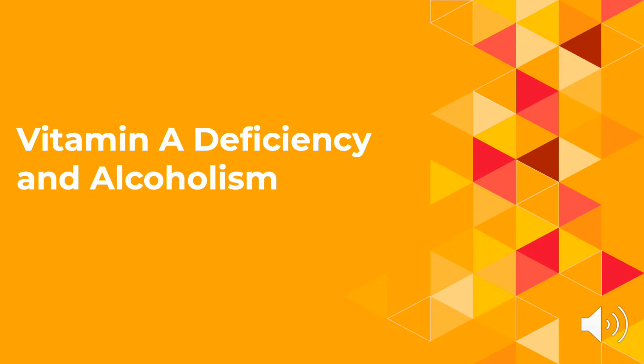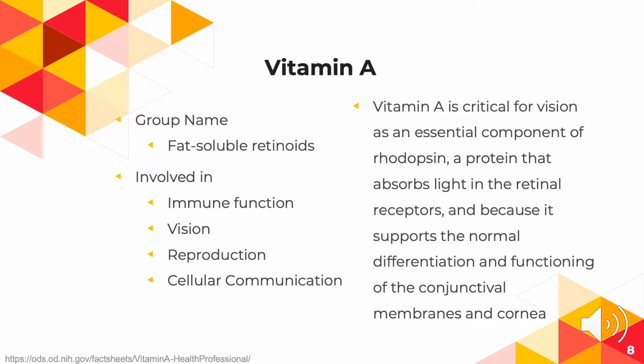Next, we will discuss vitamin A deficiency and alcoholism. According to the National Institutes of Health, vitamin A is the name of a group of fat-soluble retinoids. Vitamin A is involved in immune function, vision, reproduction, and cellular communication. Vitamin A is crucial for vision as it is an essential component of rhodopsin. This is a protein that absorbs light in the retinal receptors, and it supports normal differentiation and functioning of the conjunctival membranes and the cornea.